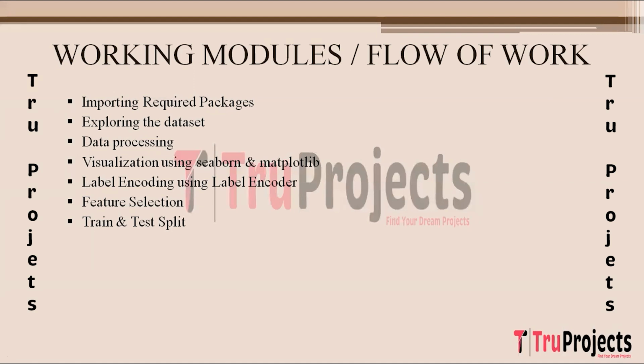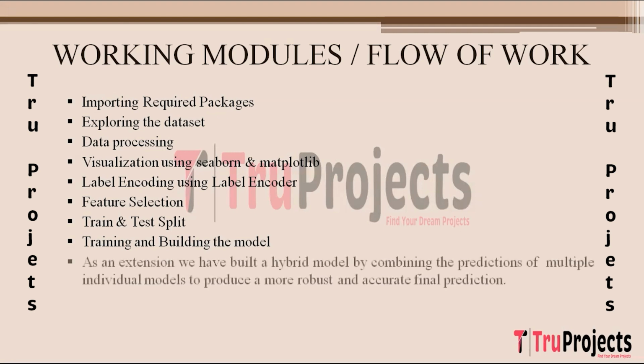The next step is train and test split. Here, we split the dataset into training and testing sets, preparing it for both deep learning and machine learning models. This step ensures an unbiased evaluation of model performance on unseen data. The next step is training and building the model. So here we implement various models including auto-encoder DNN, decision tree, random forest, KNN, and extra tree classifier. Each model is trained on the dataset to capture patterns and relationships, contributing to a diverse set of predictive capabilities. And in the next step, as an extension, we introduce a hybrid model that combines predictions from multiple individual models, enhancing overall accuracy and robustness.